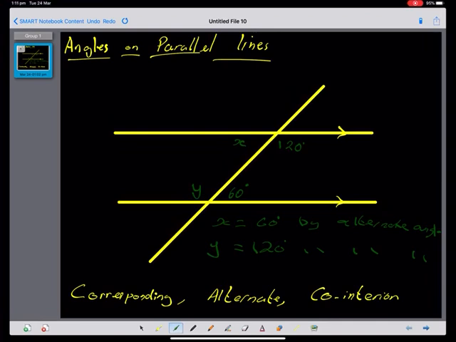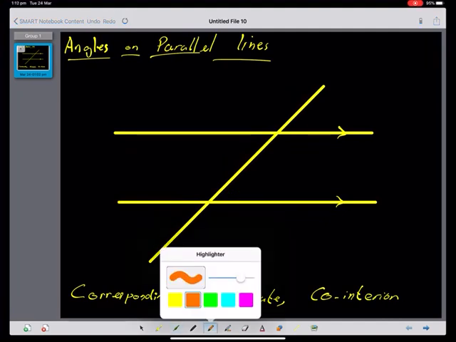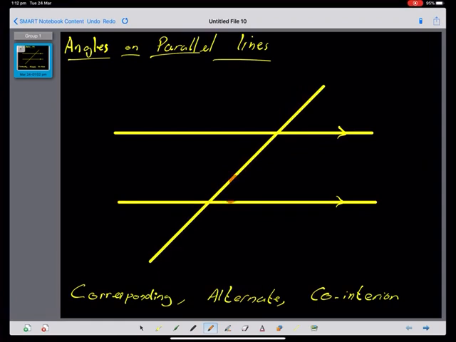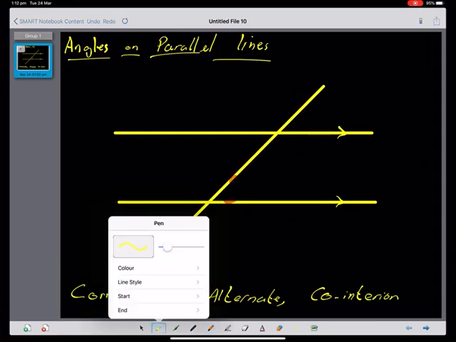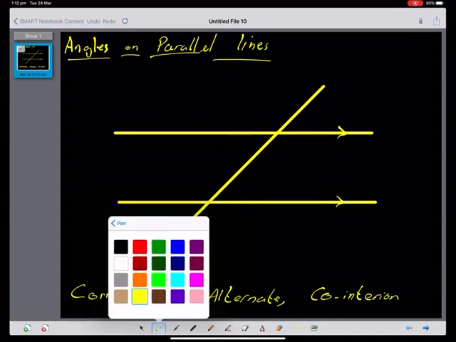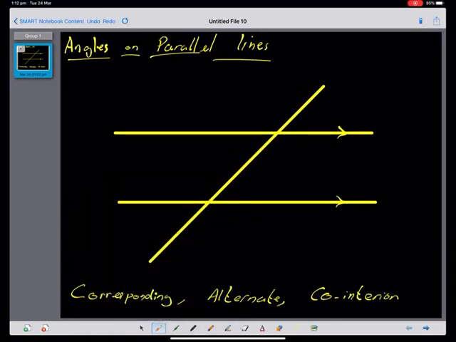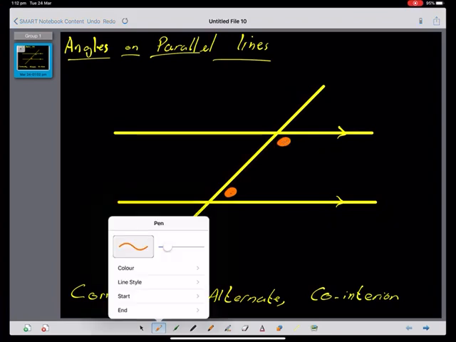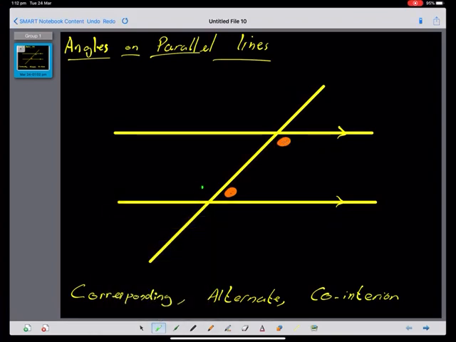Okay, so let's look very quickly at co-interior angles. Now, co-interior angles, these are, it's not very good. Let's undo this. Co-interior angles are these angles here. These are co-interior angles. And co-interior angles, I'm going to write this down because it's quite important.